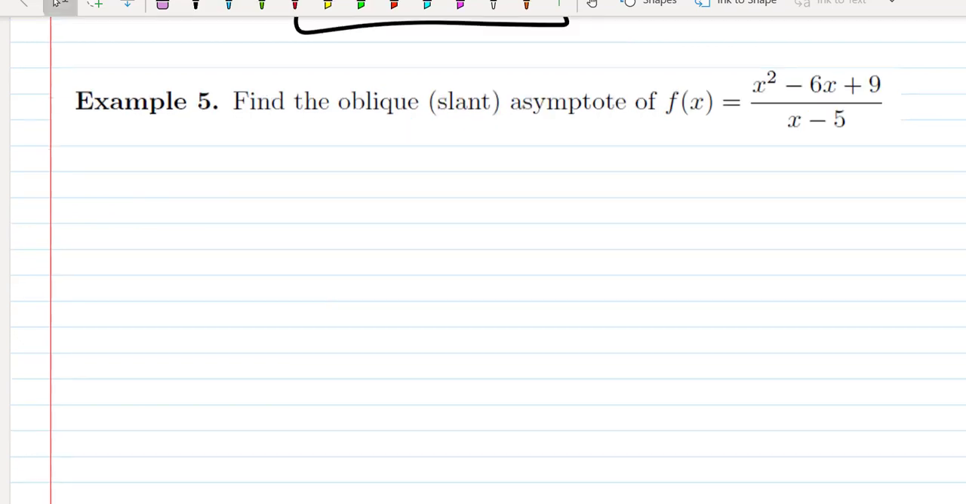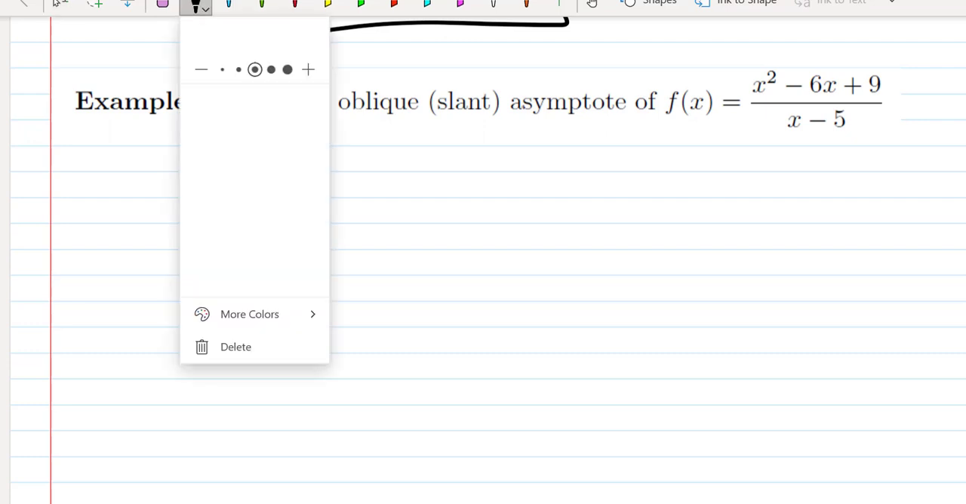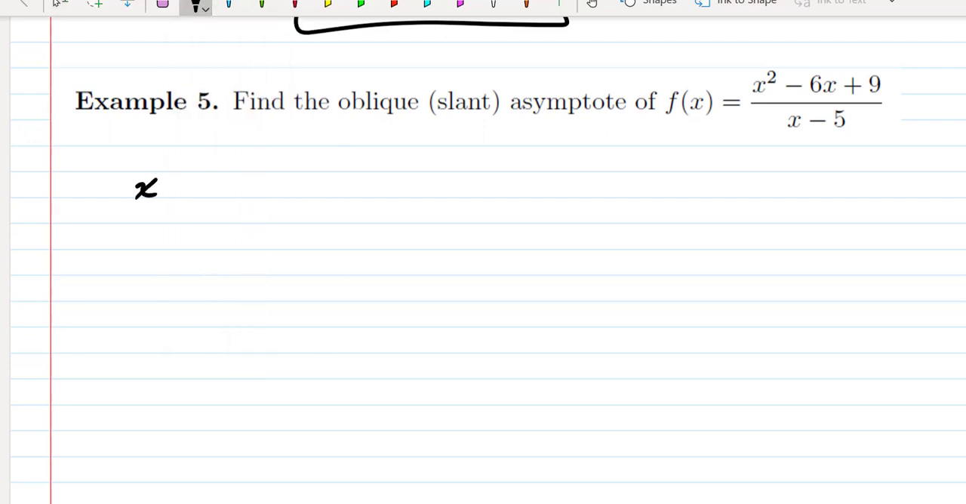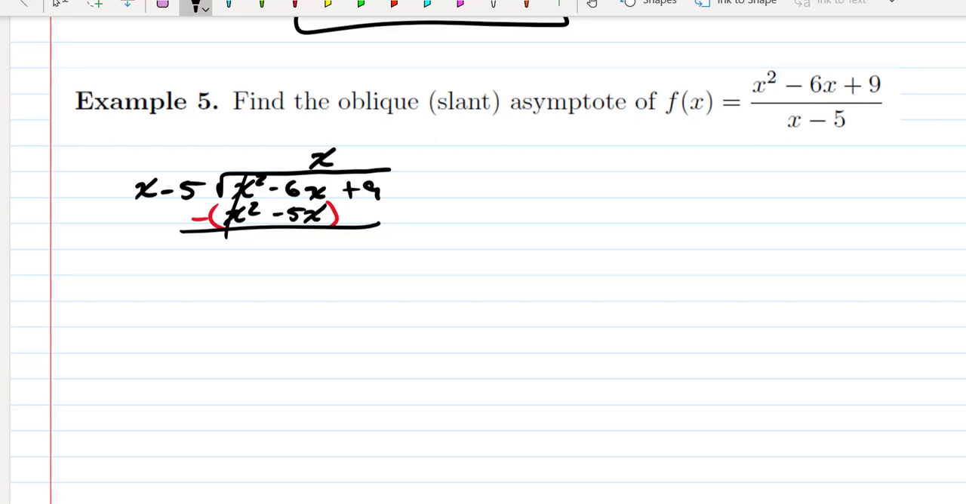All right, so for example number 5, we're going to set up the same thing. So we have x minus 5, and we want to divide that into x squared minus 6x plus 9. So x goes into x squared x times. x times x is x squared. x times negative 5 is negative 5x. And we subtract, and those reduce out. So negative 6x minus a minus 5x is negative x. And then we bring down a positive 9.